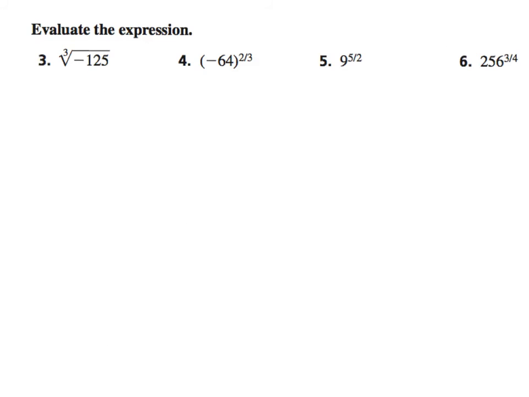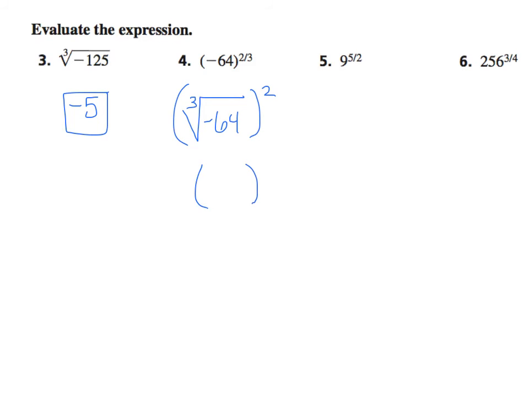Here are some wonderful examples for you to try yourself. Number 3, the cubed root of -125. That would just give you -5. Number 4, -64 to the 2/3 power. That would give you the cubed root of -64 all squared. Well, the cubed root of -64 is -4 squared. That would give you 16.